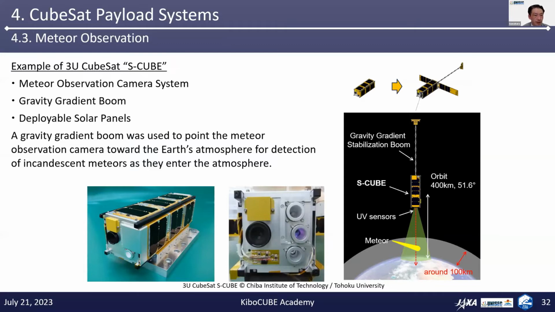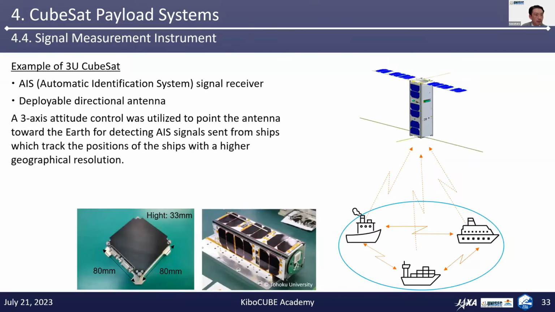This is the 3U CubeSat SQ. It was implemented with a meteor observation camera system, and a gravity gradient boom was used to point the meteor observation camera toward the Earth's atmosphere for detecting incandescent meteors as they enter the atmosphere. It also had deployable solar panels. This is the second example.